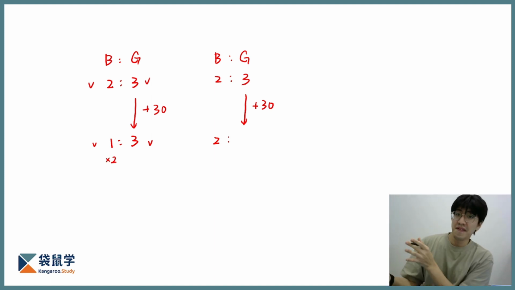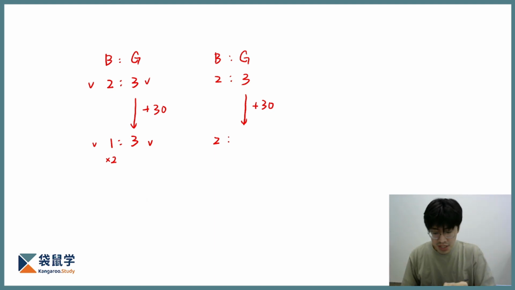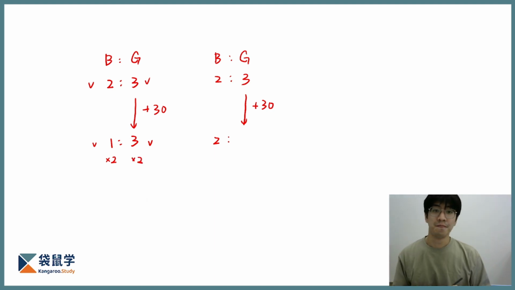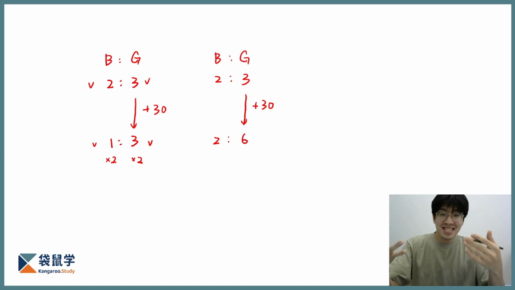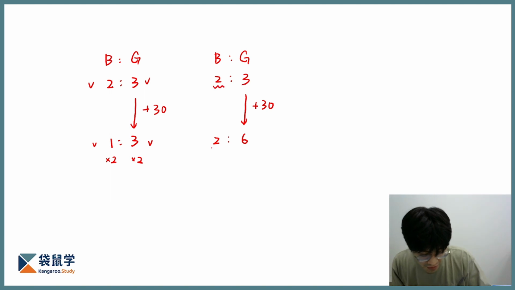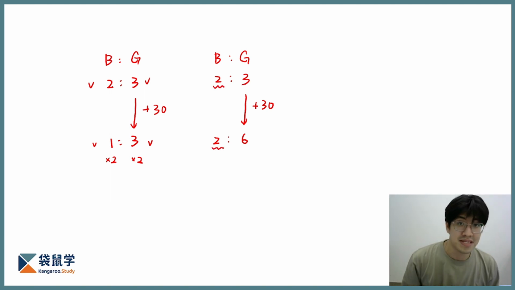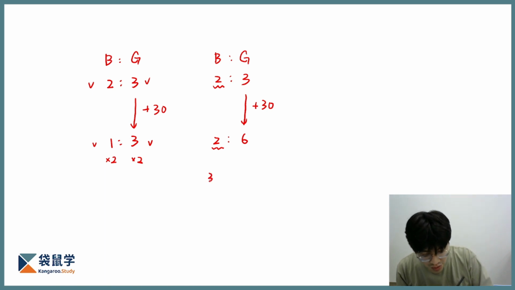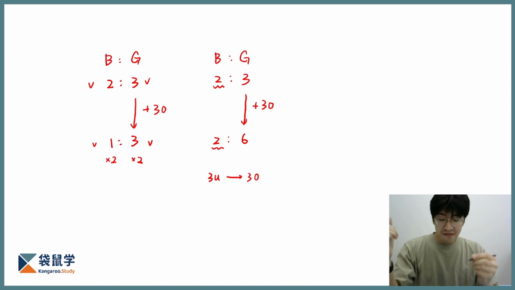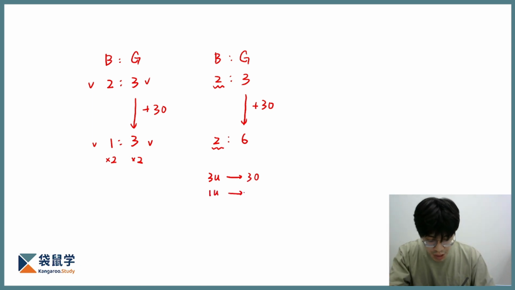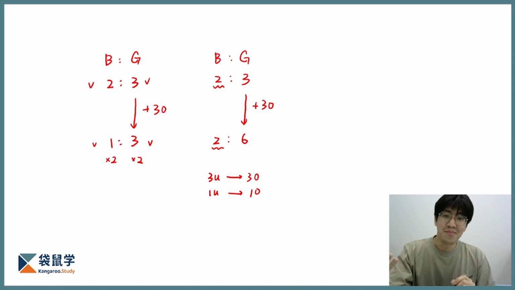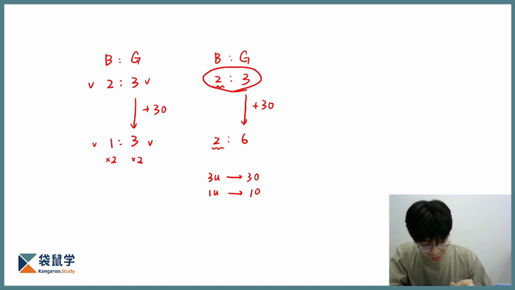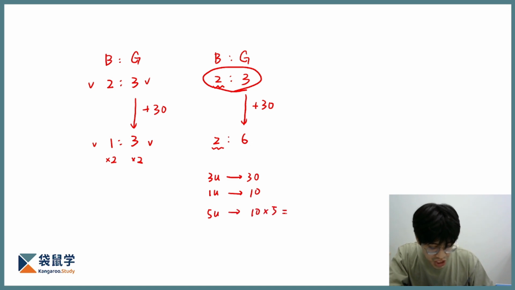But can I just do that to the first number without the other? No. So I would also have to multiply this by 2. So now I get 6. And now the problem is solved. We see that first of all, the units of boys remain the same, and then an increase of 3 units in the number of girls corresponds to 30. So I can find out 1 unit to be 10, so the original number of students, which is 5 units, is nothing but 10 times 5, which is 50.